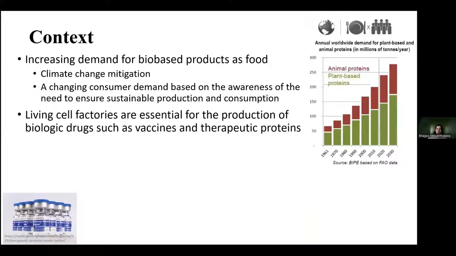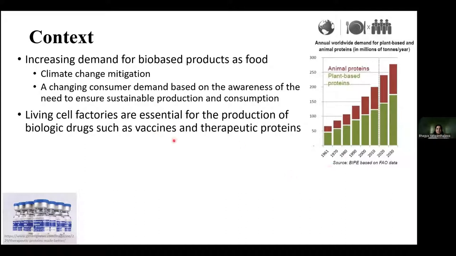Let's look at why this is important, because nowadays there is an increasing demand for bio-based products as food, mainly because of the idea of climate change mitigation. As we know, using livestock as food generates lots of greenhouse gas emissions. Due to this increasing awareness among people, it has led to a change in consumer demand to ensure sustainable products and consumption. Here you can see that there is an increasing demand for plant-based proteins compared to animal proteins over the years, because people are increasingly shifting towards vegan and vegetarian diets.